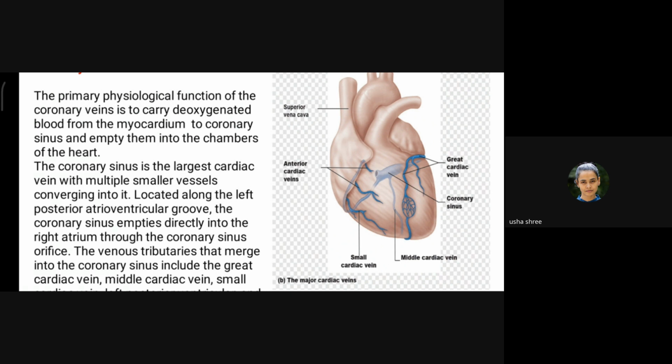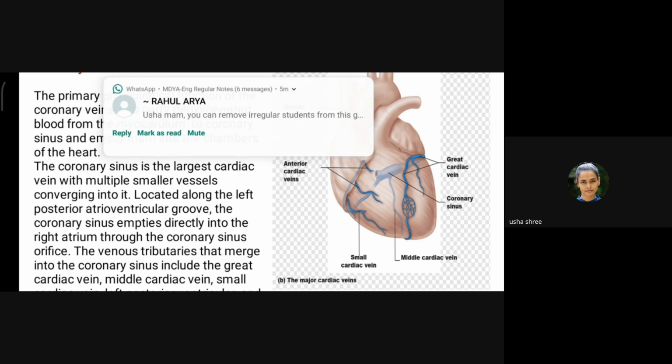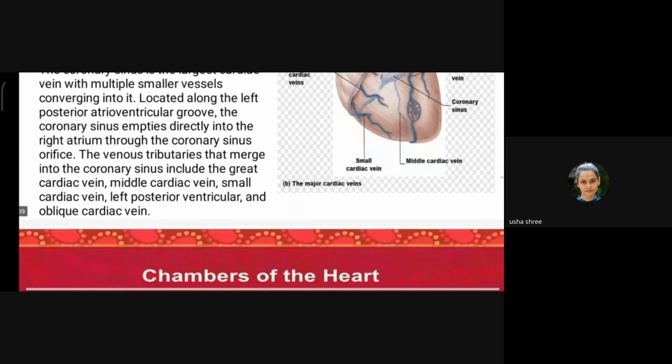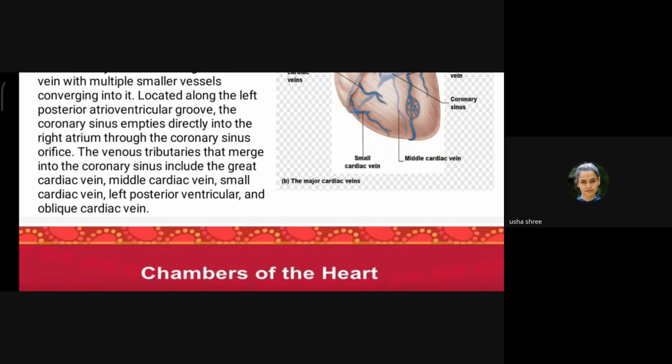Located along the left posterior atrioventricular groove, the coronary sinus empties directly into the right atrium through the coronary sinus orifice. The venous tributaries that merge into coronary sinus include great cardiac vein, middle cardiac vein, small cardiac vein, left posterior ventricular vein, and oblique cardiac vein. So all these veins are being merged into coronary sinus.